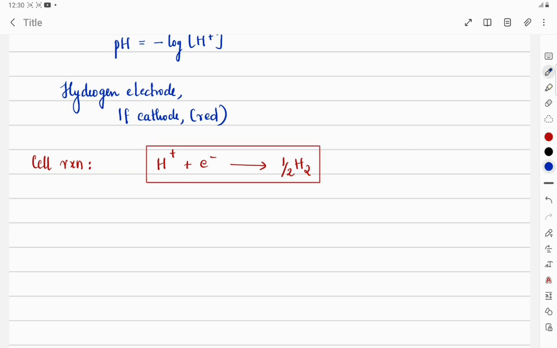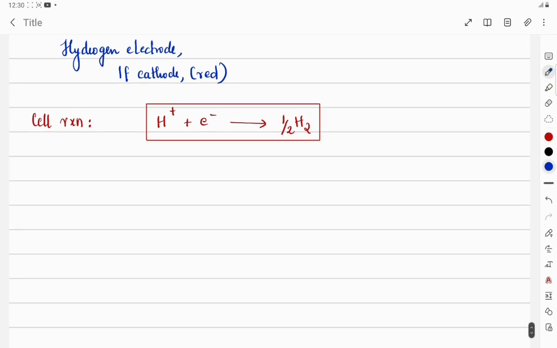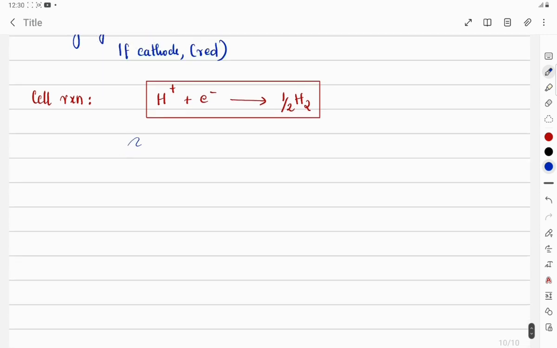Now I need to write the Nernst equation for this particular cell reaction. How do I write my Nernst equation? Again, the basics: E cell is equal to E0 cell minus RT by nF ln Q. I'm writing Q because this is not an equilibrium reaction.